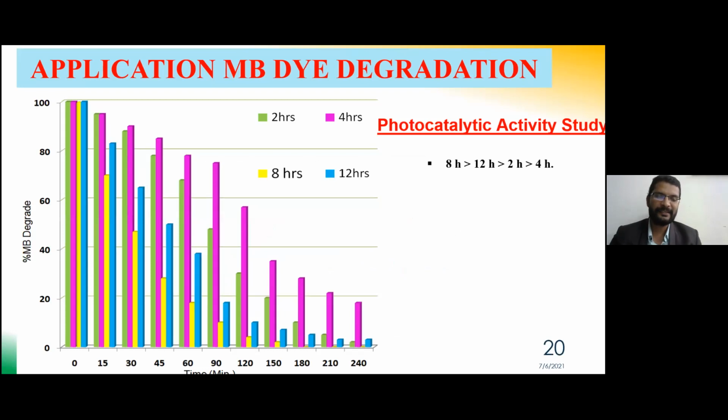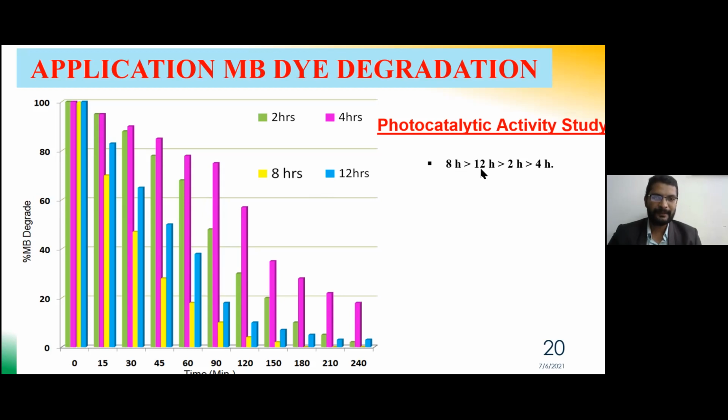The synthesized zinc oxide nanomaterial we use for degradation of methylene blue dye. At 4-hour reaction time, the material after 2 hours shows near about 100% degradation of methylene blue dye. You can observe over here that the yellowish color bar decomposes easily with the 2-hour reaction time.